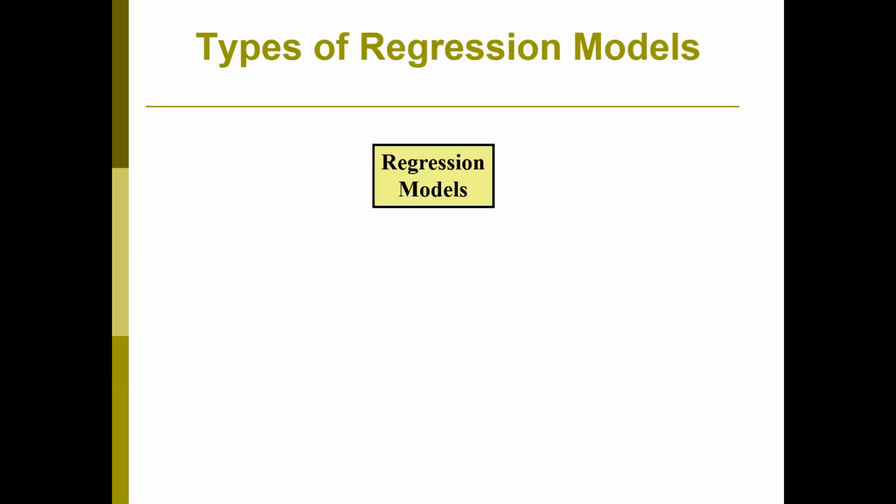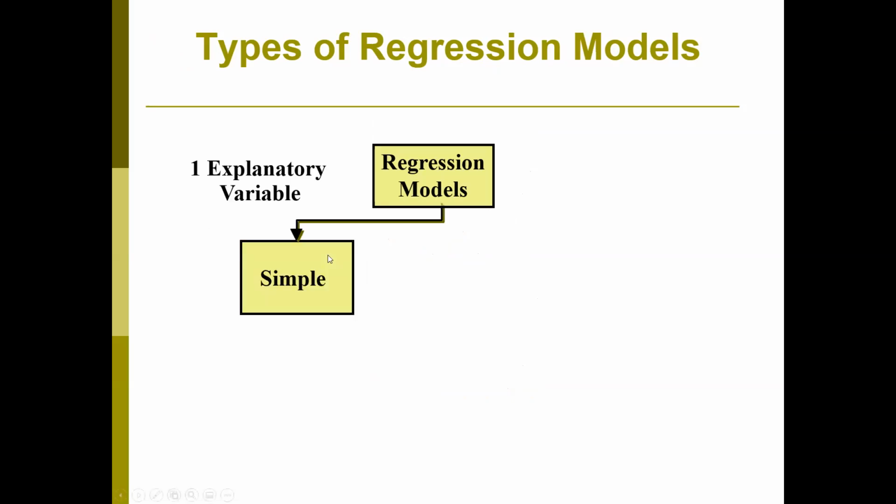Okay. I want to go into types of regression model, just like what I talked about the other time. We are on regression models. When we talk about regression models, what are the types of regression model? Number one, we have a simple regression model. And why is it a simple regression model? Because you only have one explanatory variable or one predictor variable, okay?